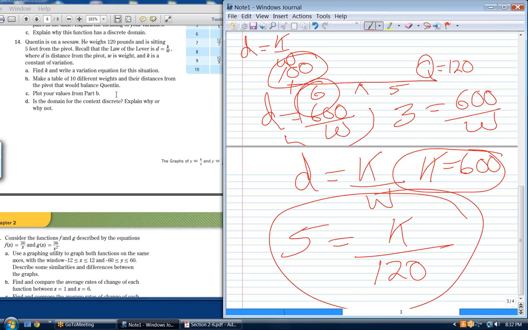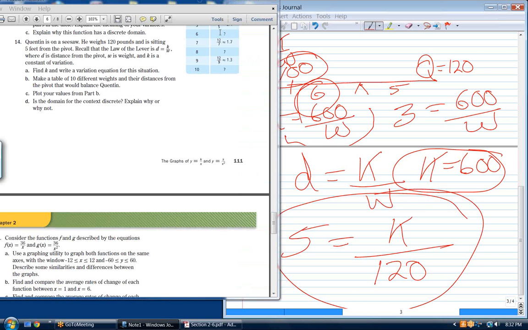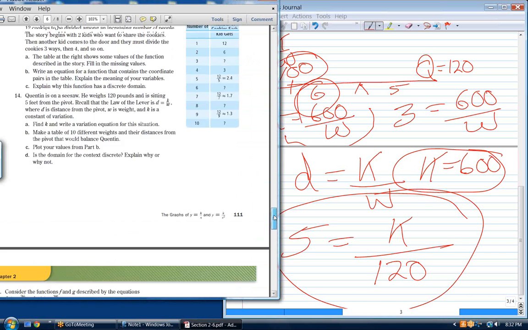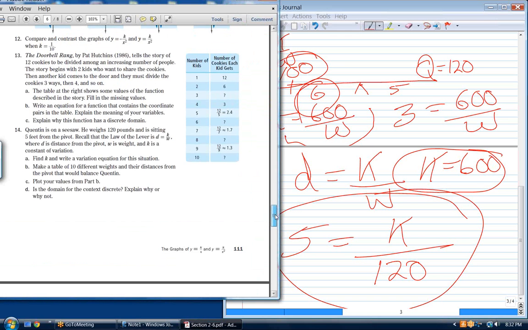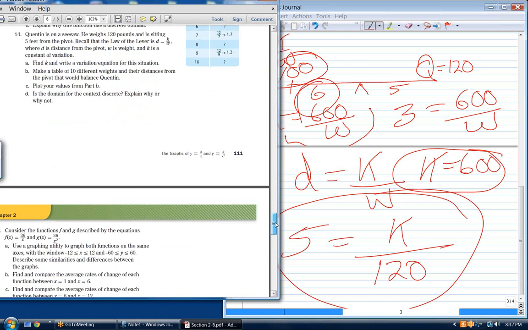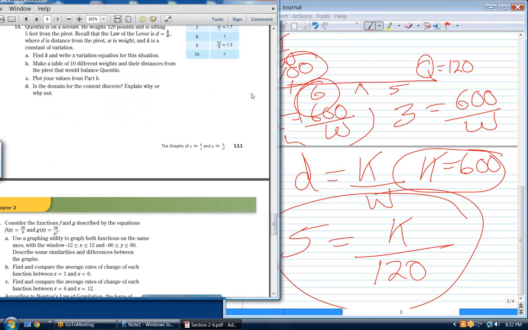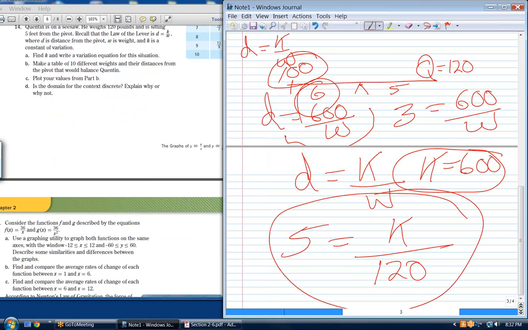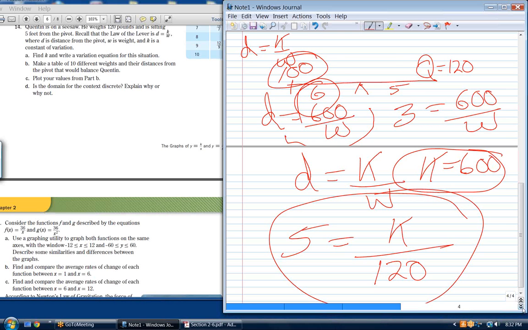Okay, plot your values from part B. What is this table we're looking at here? Is that for a different question? Yeah, it is. By plotting your values from part B, let's just show you what they mean.